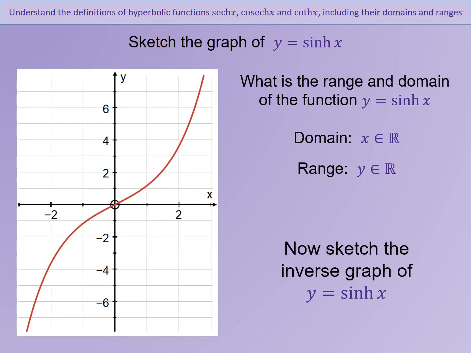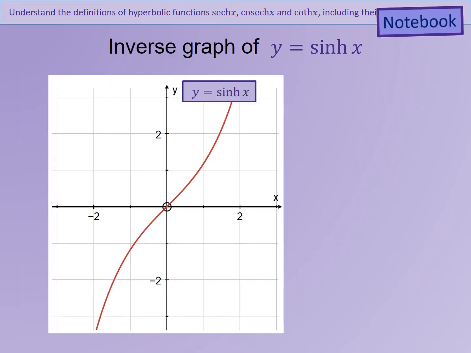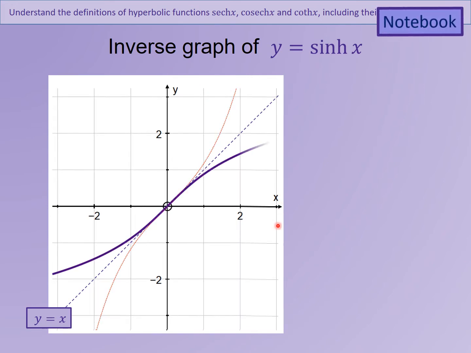Now you can sketch for me the inverse graph of y equals sinh x. So pause there, have a go at sketching the inverse graph of y equals sinh x. Okay, this should be looking at plotting the line y equals x. So if you plot the line y equals x, once you've done that, then you can reflect in that line and therefore you will get your inverse graph to y equals sinh x.